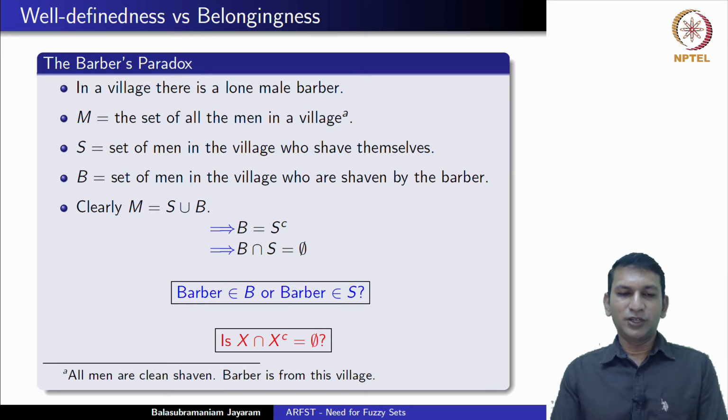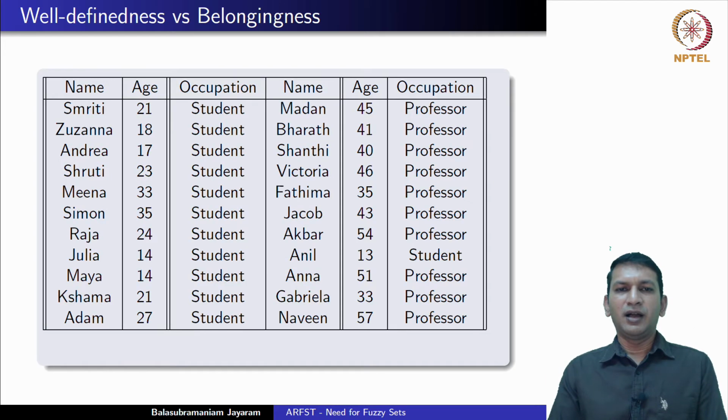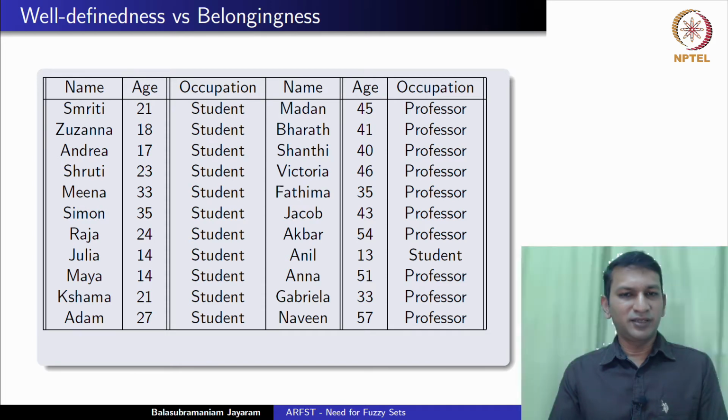Of course, note that we have made two important assumptions, that all men in this village are clean shaven and the barber himself is from this village. Now, so far we may have seen that the properties of a set which we thought were inviolable, in some situations perhaps there is a need, there is a cause for relaxation. Allow me to present to you another example.